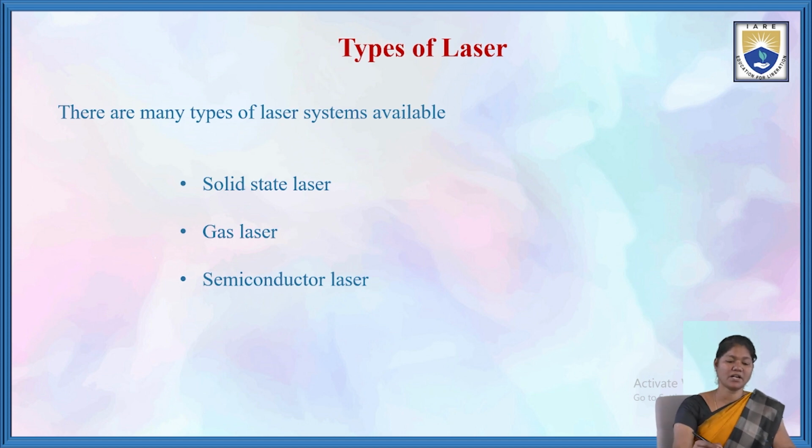Next, we shall see the types of lasers. There are many types of lasers we are using in the medical field, industrial, and in so many areas. So what are the types of lasers? There are many types of lasers. Here we are going to see solid state laser, gas laser, and then semiconductor laser. This semiconductor laser is also called a diode laser.